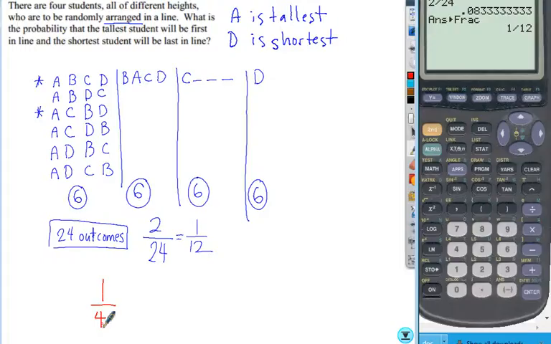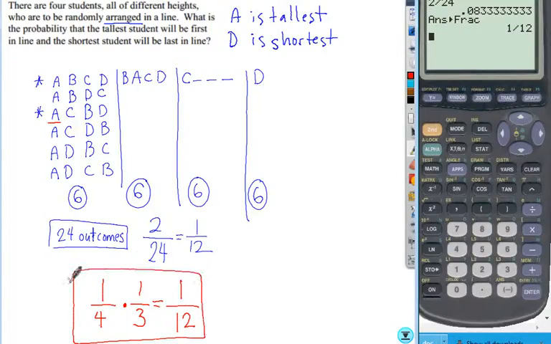Now, we want A to be first and D to be last, so we're going to multiply. If A takes up the first position, there's only 3 positions left for D. So there's a 1 in 3 chance that student D, the shortest student, will be in the last position. It's multiple events, so if I multiply these probabilities, 1 times 1 gives me 1, and 4 times 3 gives me 12. So this is the short way to answer this question: 1/4 times 1/3.